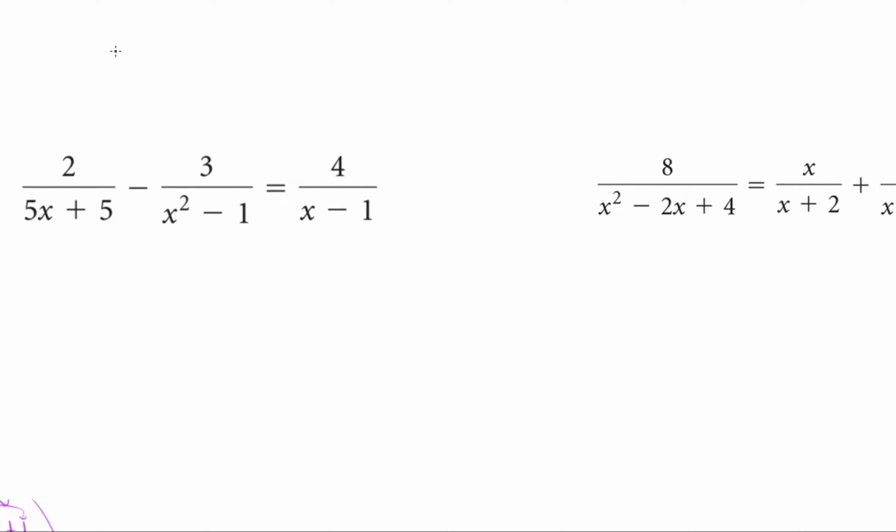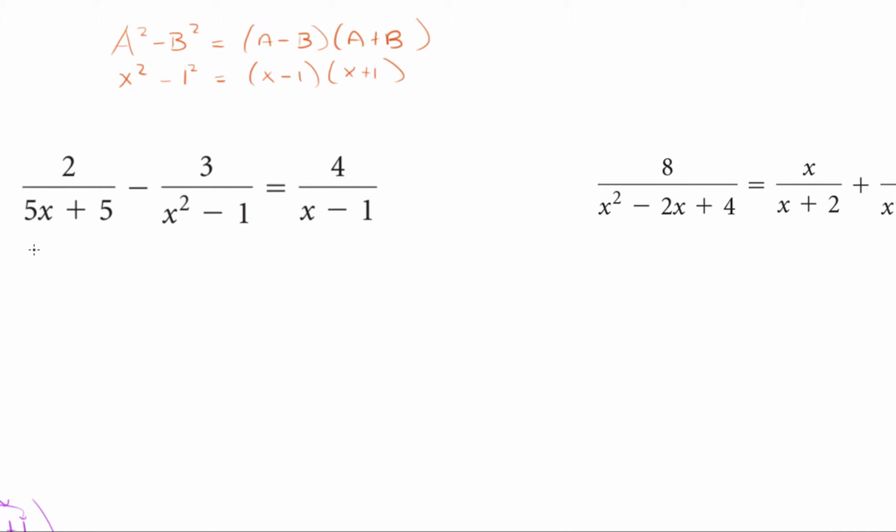For this one, we will use the concept of difference of squares. A squared minus b squared equals a minus b times a plus b. Now, here we have x squared minus 1. 1 can be expressed as 1 squared because 1 times 1 is 1. Therefore, this becomes x minus 1 times x plus 1.